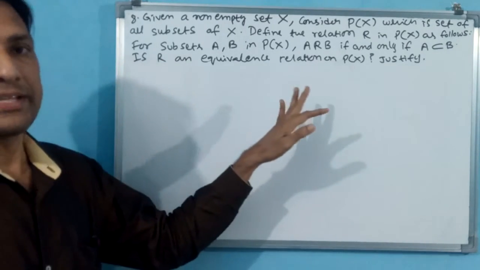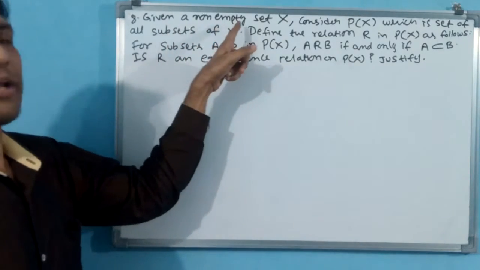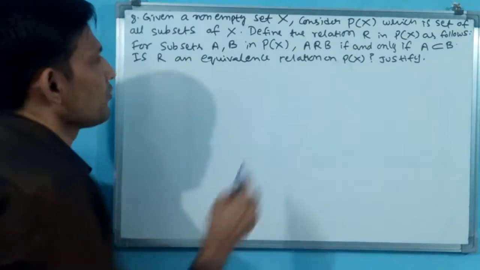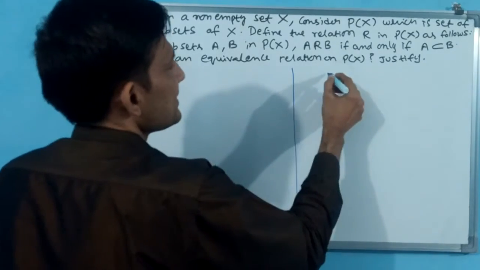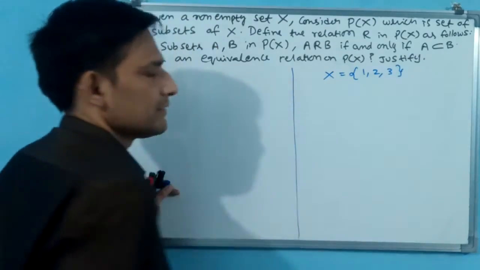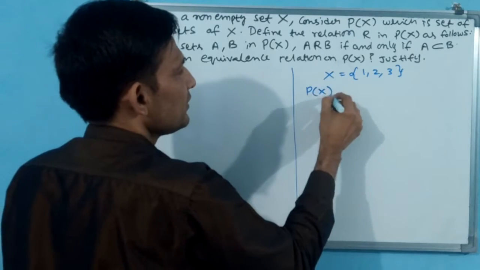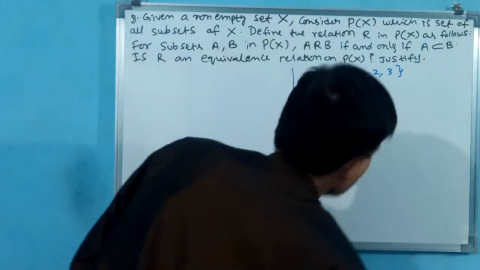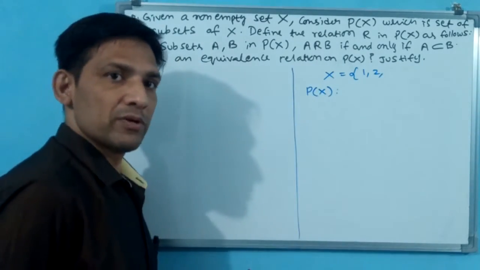You have to carefully understand this question, or else you are not able to answer properly. Given a non-empty set X, say some X set is there. Examples I am giving here. Say X is equal to 1, 2, 3. P of X is the power set. I will take only 2 elements because it will be easy for you. 2 means how many power sets will come? 2 power 2, 4 will come.